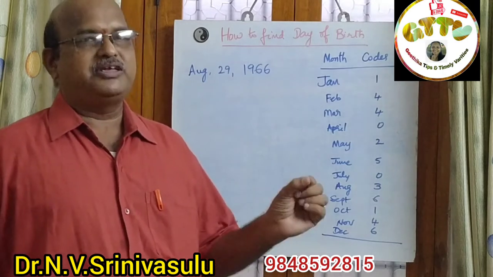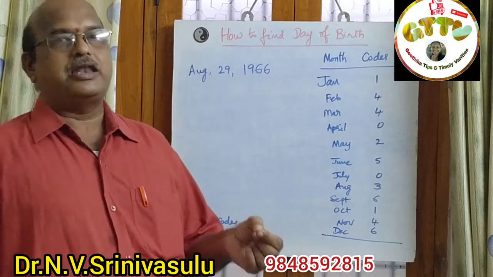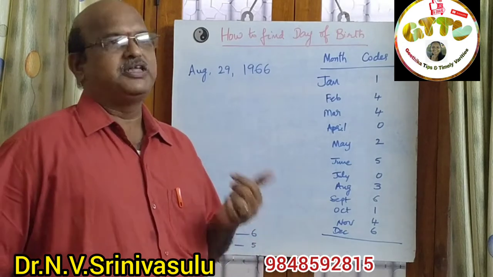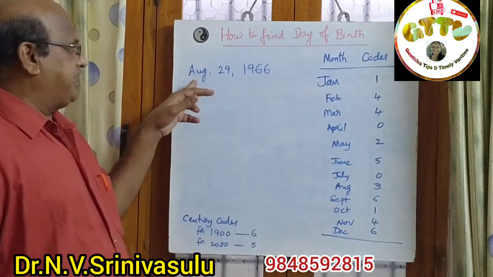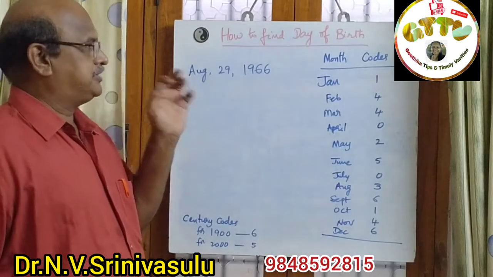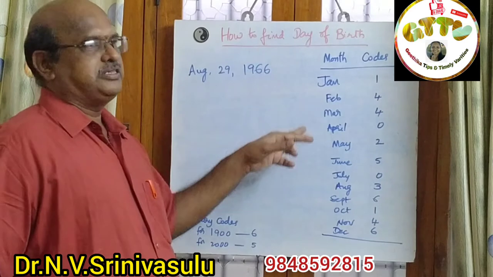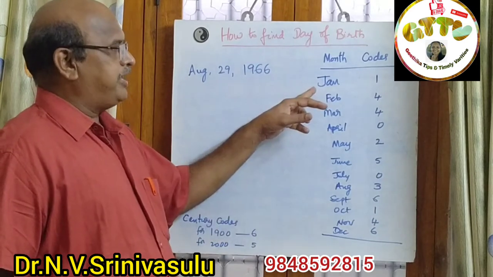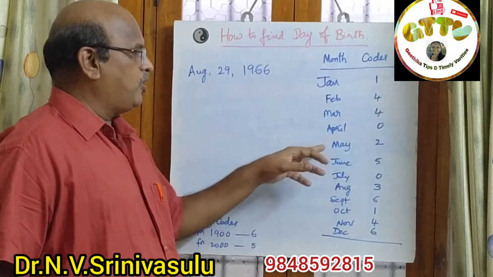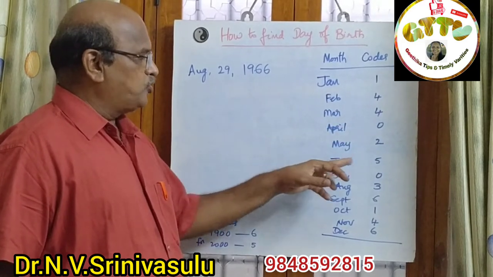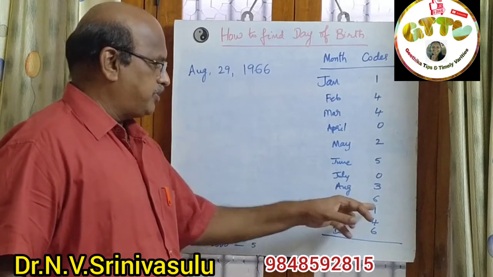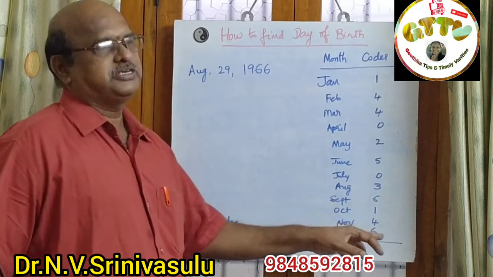That's the reason why I am giving you a small tip on how to calculate the day of a date or a date of birth. For example, I am taking August 29, 1966. For this, you need to remember these codes. January is 1, February is 4, March 4, April 0, May 2, June 5, July 0, August 3, September 6, October 1, November 4 and December 6.